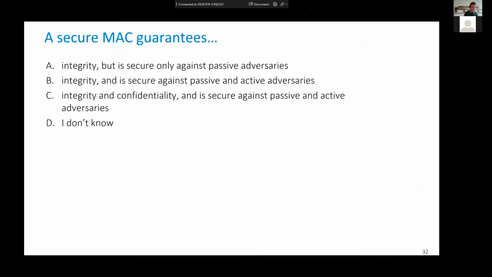I close this poll. And the majority says B, which is the correct answer here. It provides integrity, is secure against passive adversaries, and also active adversaries. Active adversaries mean adversaries who are able to send a large number of tags that are correct or incorrect, or are able also to repeat the same thing.